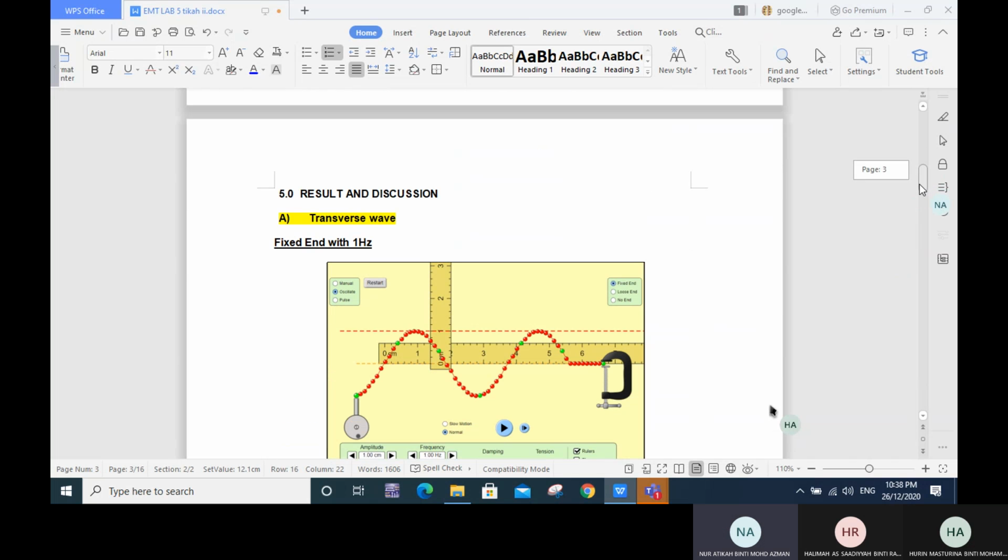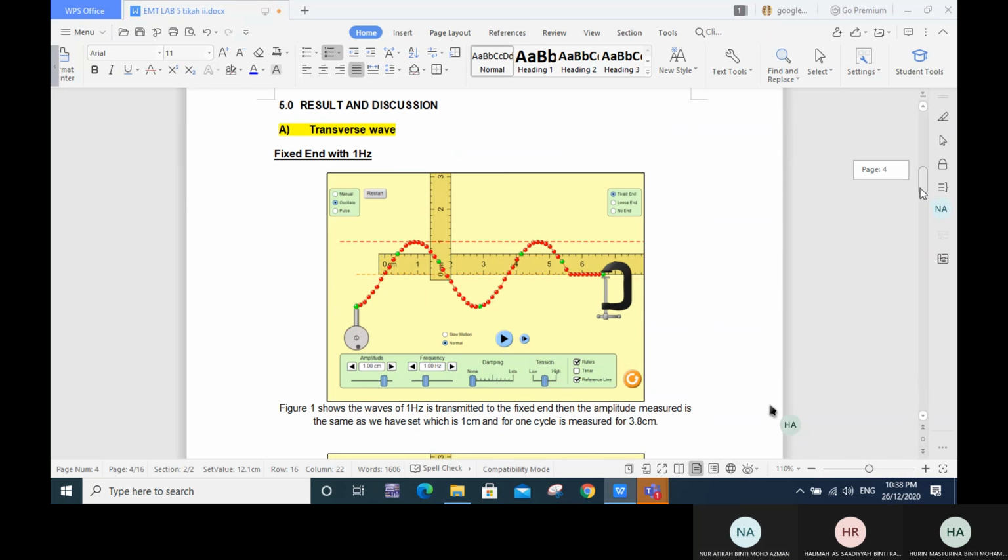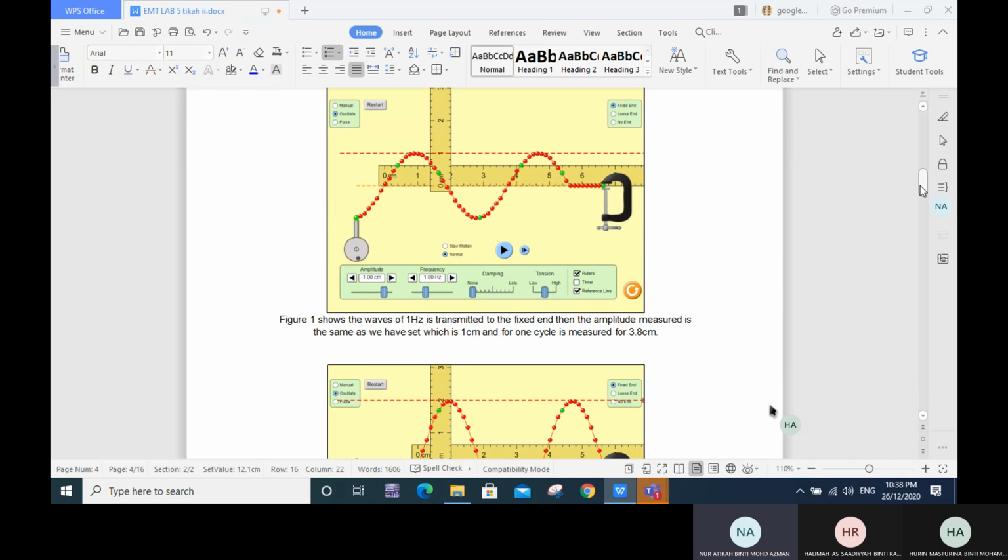So for transverse wave, when we start the simulation, the oscillator starts to transmit the wave. And as we see from the result, the maximum peak or amplitude of the wave is the same as we said earlier, that is 1 cm. The length for 1 cycle is measured to be 3.8 centimeter until it reaches the fixed end.